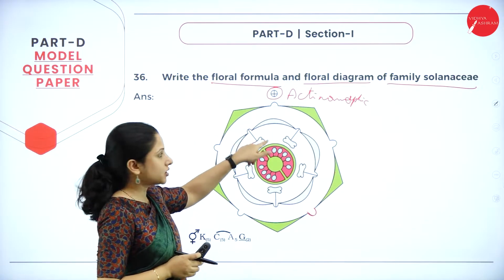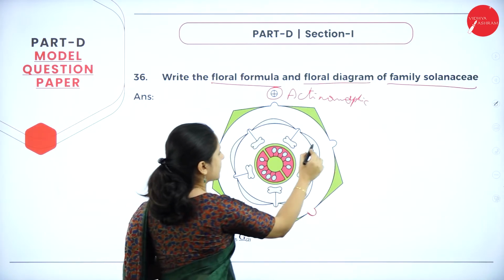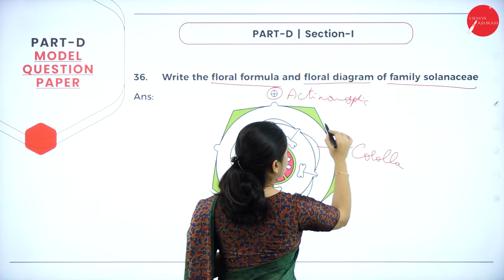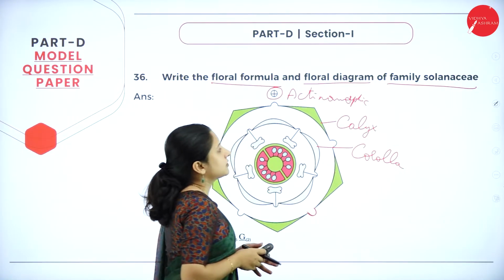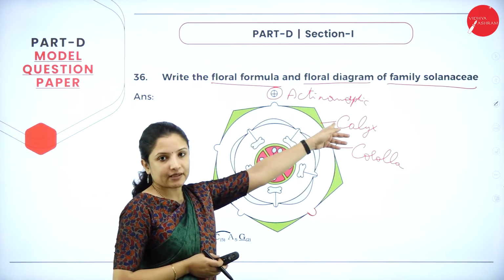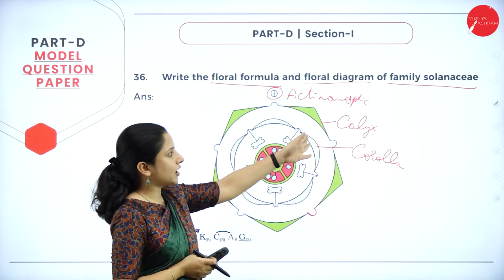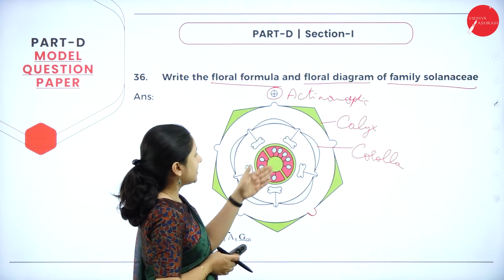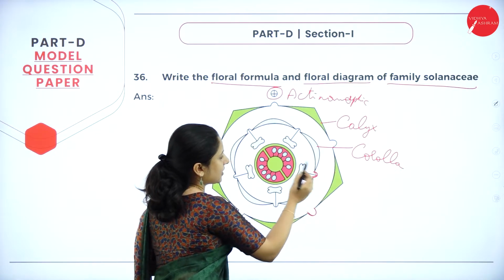Next, moving on to the second whorl. If you can see, this is for petals, the corolla. The outer whorl was for calyx. This is gamosepalous because it is fused. It is gamosepalous. Next, moving on to corolla. Corolla is also fused. It is gamopetalous. Fused means, as I told you, you have to do a marking like this.